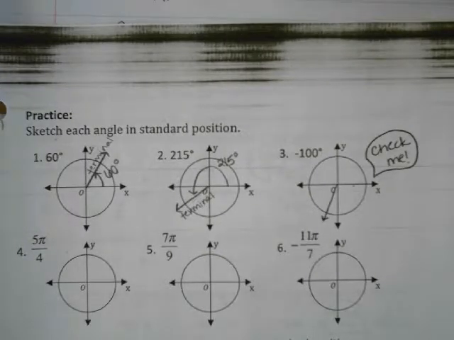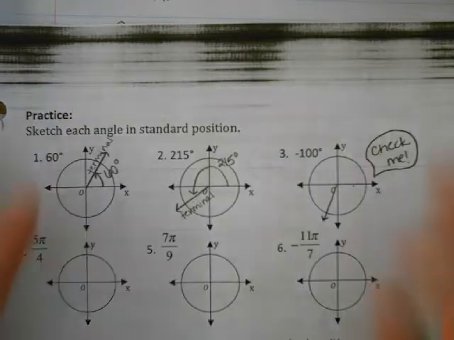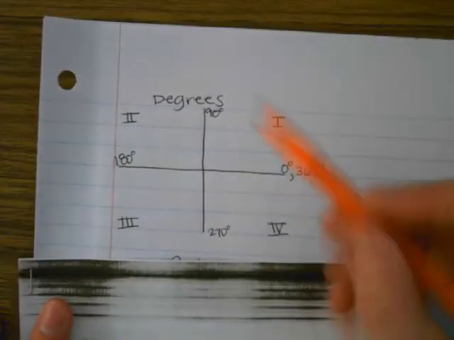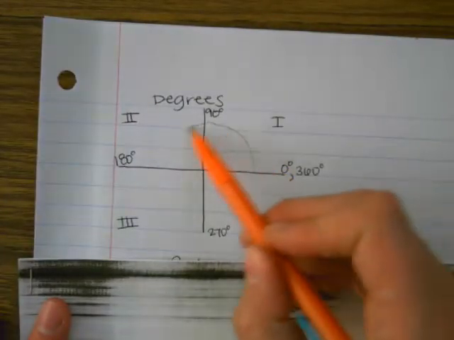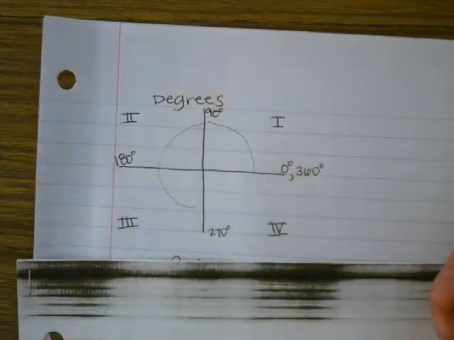I want you to take a moment and see how you feel about number 3. Do you agree with them? Do you disagree with them? Take a moment, talk in your groups. All right, so what are we thinking? Do we agree? Do we disagree? We disagree. Okay. Now, how is number 3 different than the other two? It's negative. So if the other ones go this way around the circle when they're positive, which way do you think a negative angle would go? It would go the opposite way, right?